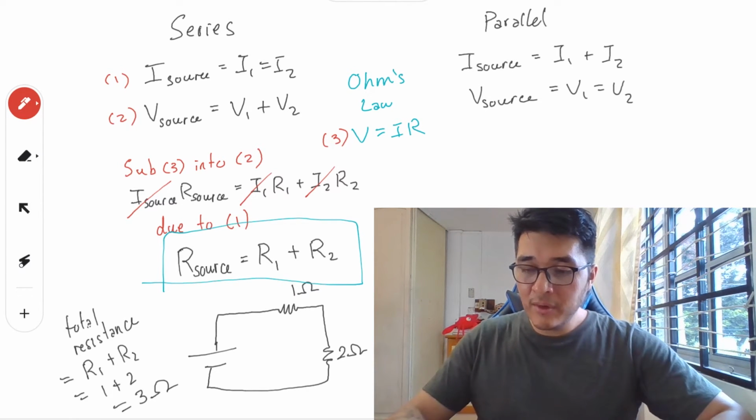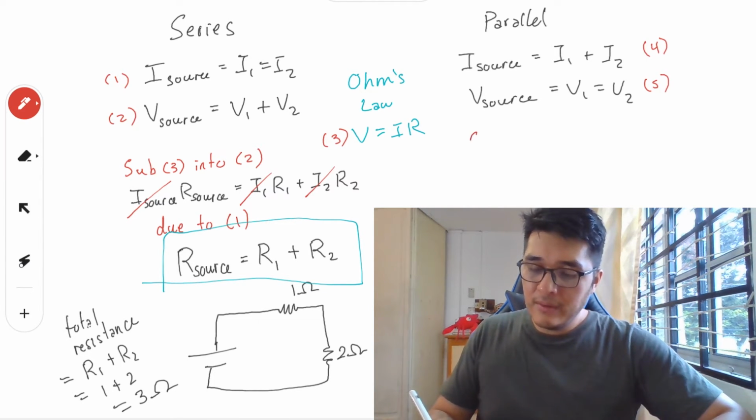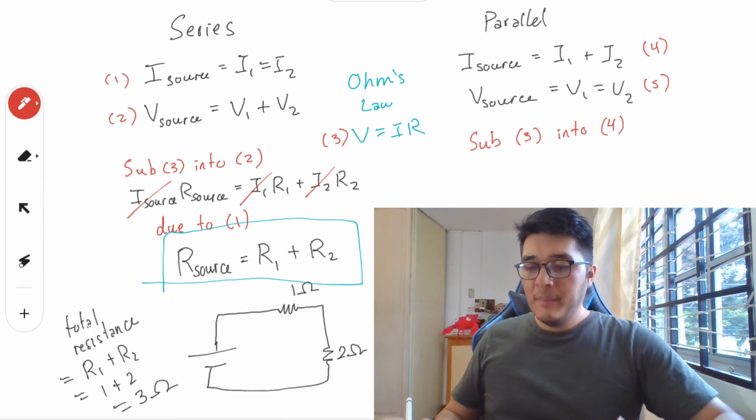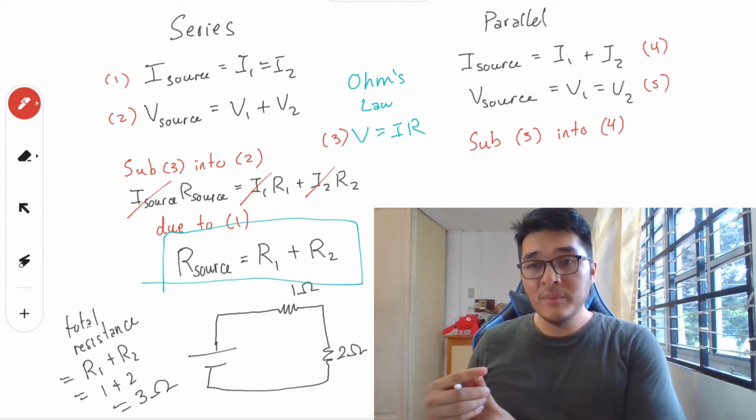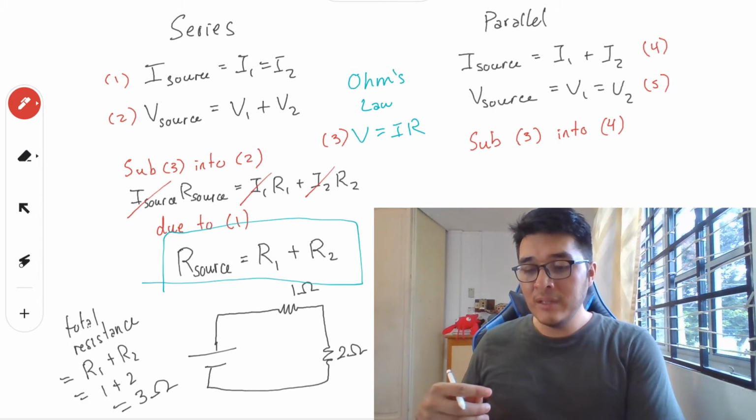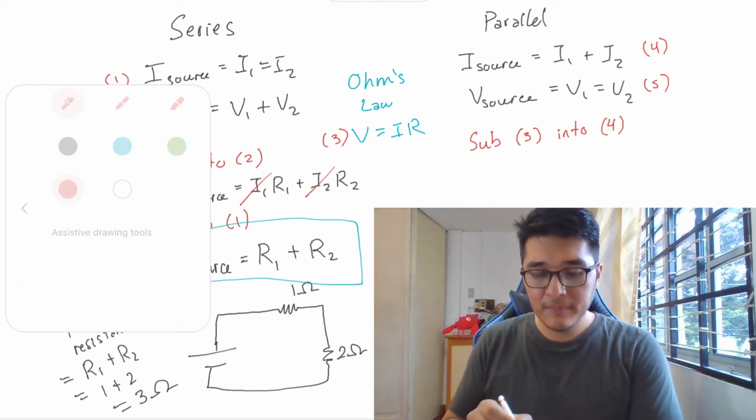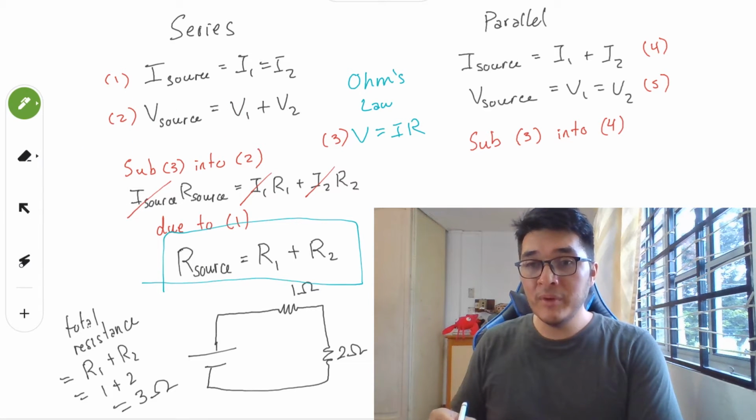Okay, so let's give our equation some names. So this could be equation 4, and this is equation 5. So we're going to use Ohm's law again. We're going to substitute equation 3 into 4 this time. But if you notice, equation 4 is in terms of current. So what do we need to do to equation 3? We're going to have to rearrange it.